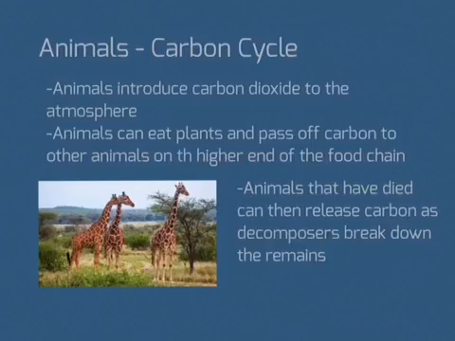Animals. Animals are the main organisms that introduce carbon dioxide into the atmosphere. Animals can eat plants and pass off other carbon to other animals on the higher end of the food chain. Animals that have died can also release carbon as decomposers break down the remains.